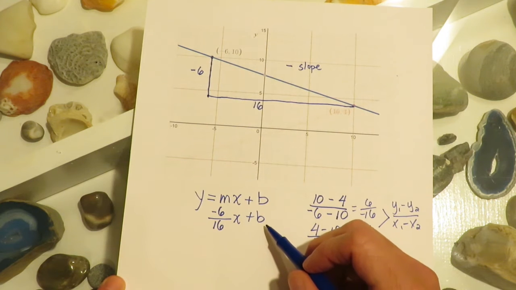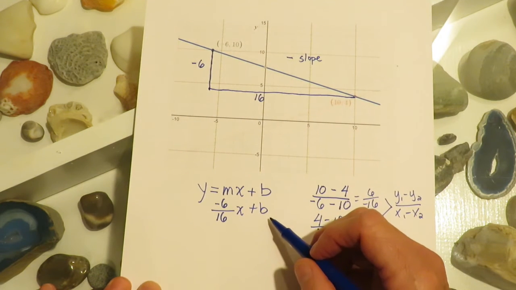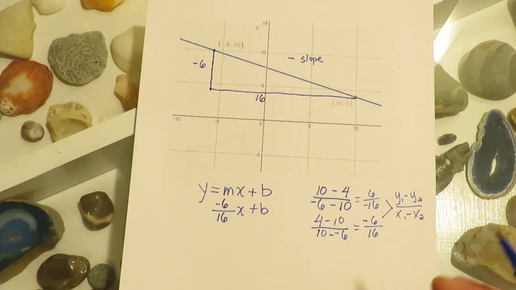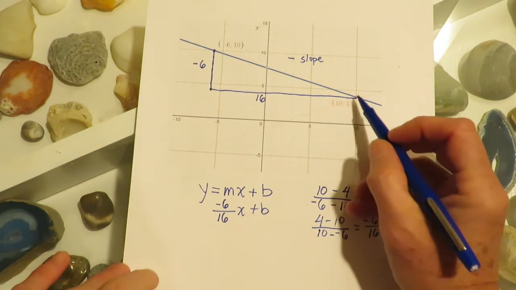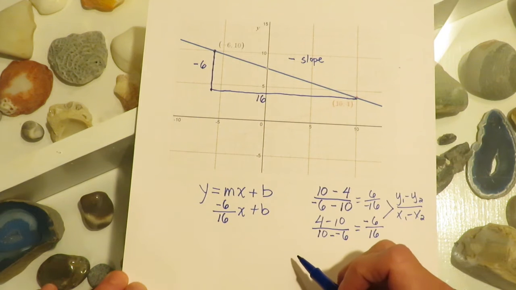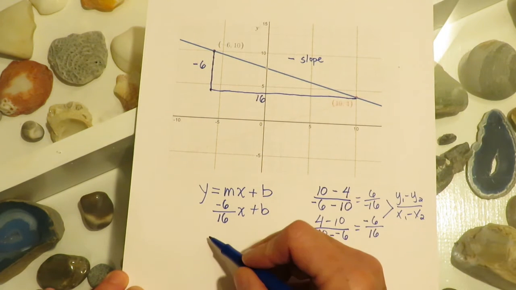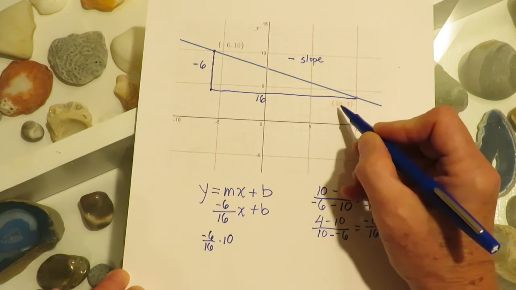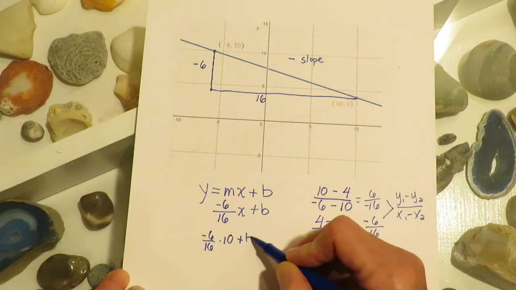We need to find our y-intercept value, and I'm going to do that by picking one of my points. It doesn't matter which point. I think I'll pick this point, 10, 4, because the values are positive. So -6 divided by 16 times 10, because 10 is the x, plus b.